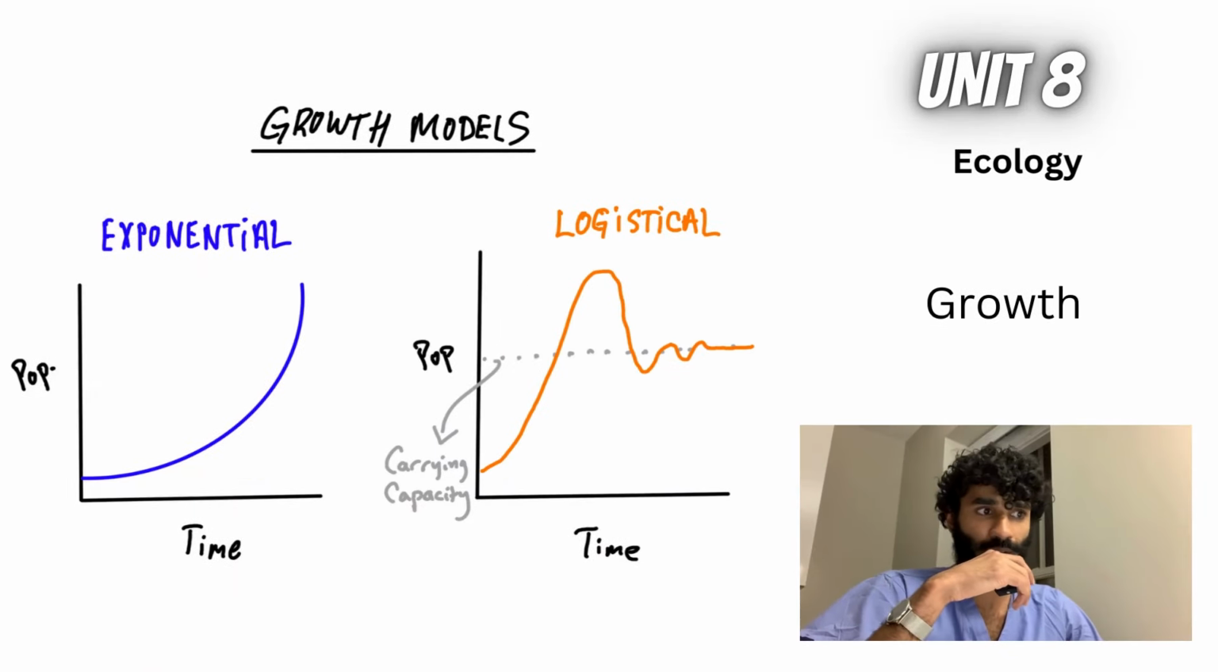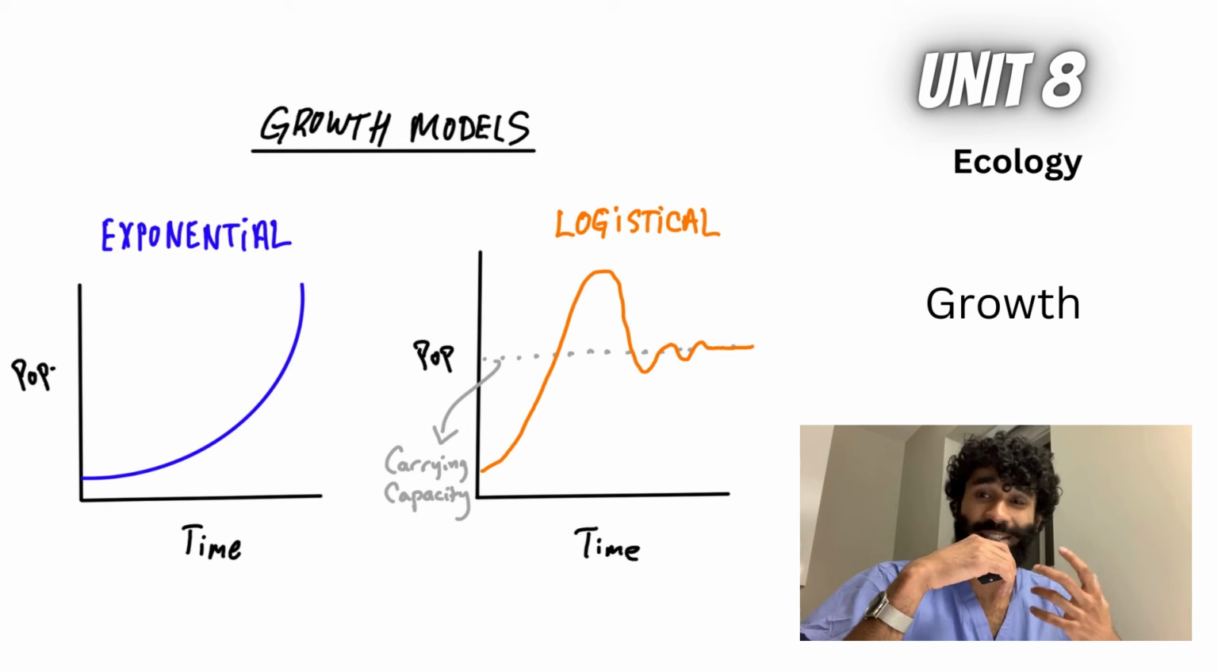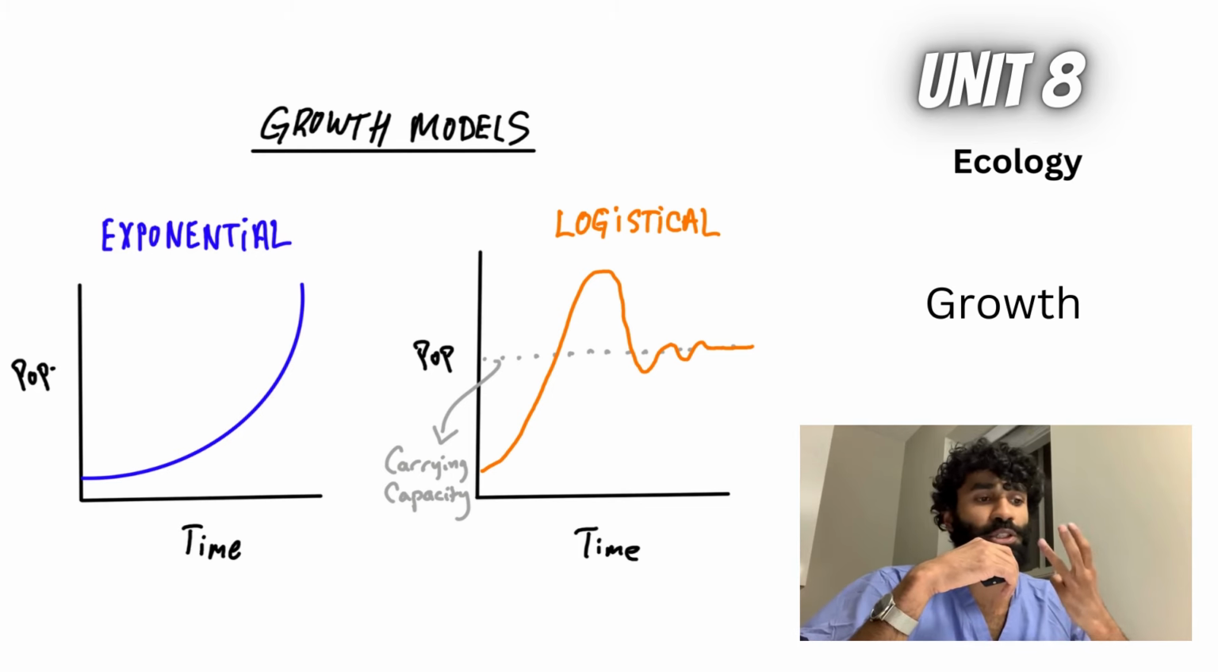Unit 8, Ecology. The first block is population growth, the simplest model of which is exponential, where there is no predation, no parasitism, no competition, no immigration or emigration, and the environment has unlimited resources. But this isn't realistic because any particular area at any particular time will have a limit on the number of individuals that can occupy that, and that is called the carrying capacity.